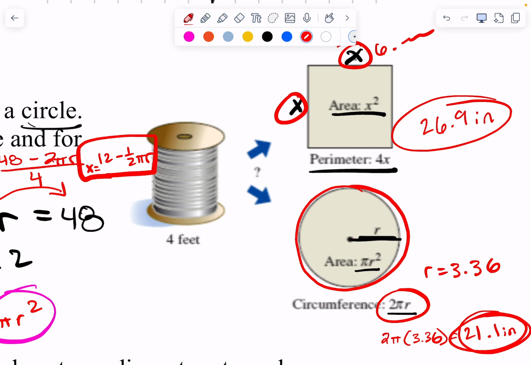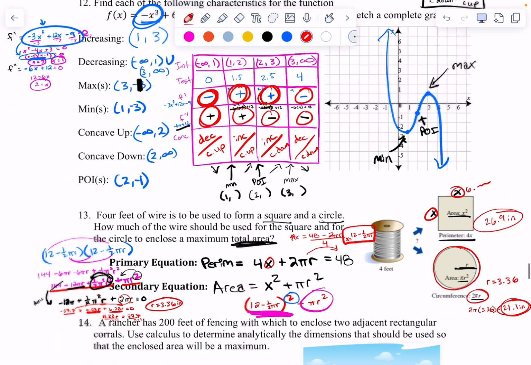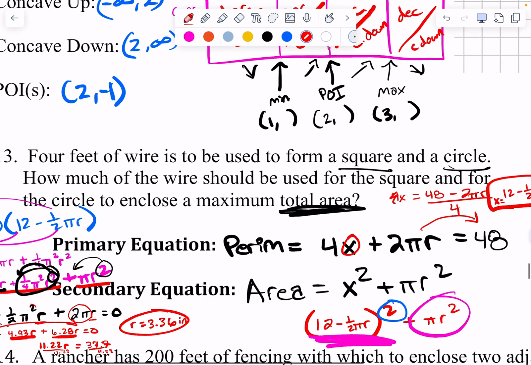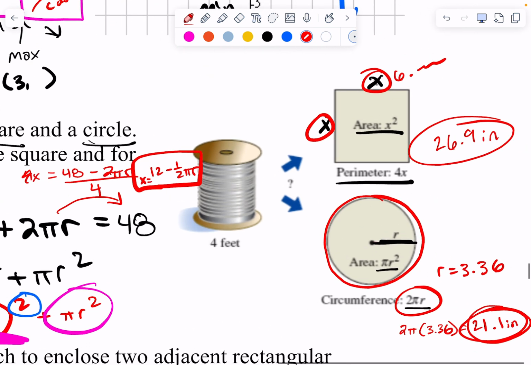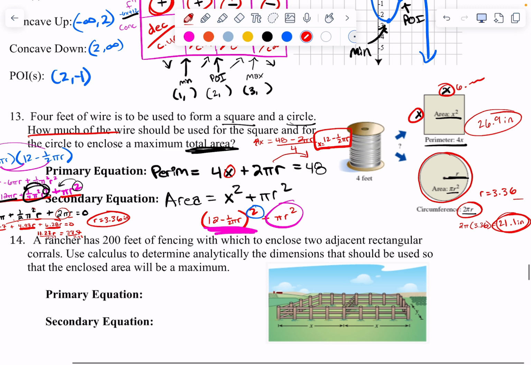Whatever. Okay. So that one was kind of tricky in the fact that they asked us how much wire, not what the dimensions are, right? So we couldn't just stop with r equals 3.36. We had to actually figure out how much that would be as a circumference. Okay. Weird. All right, 14.